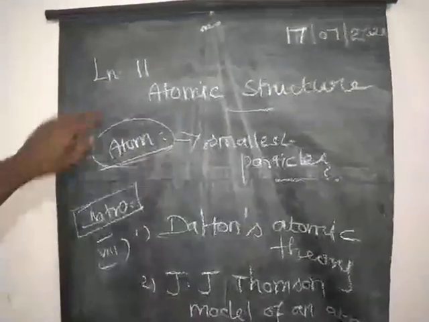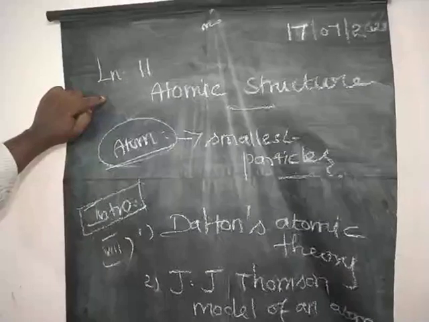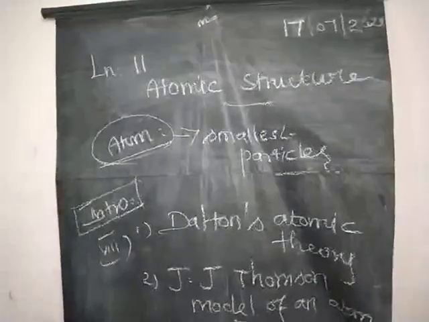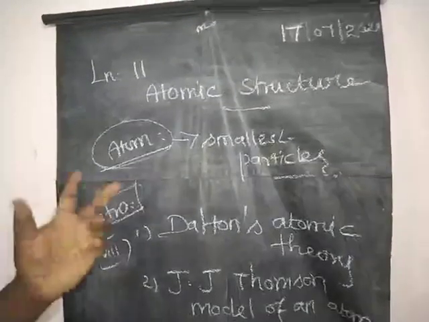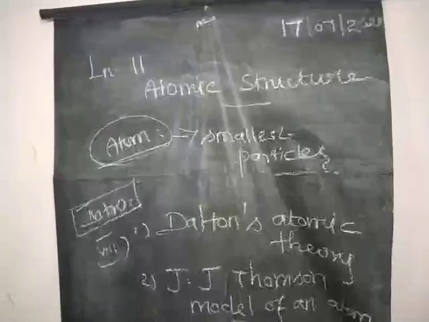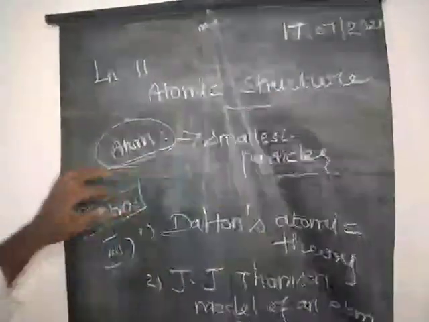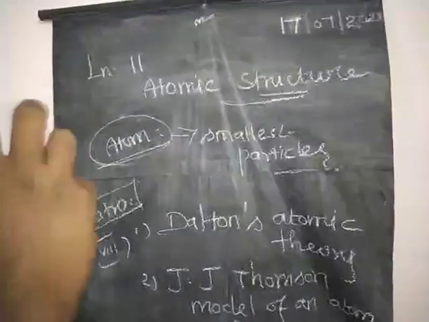Good morning, children. Last class we completed the chemistry first lesson, matter around us. Today we are going to start the second lesson, atomic structure. What is meant by atom? An atom is the smallest particle that takes part in a chemical reaction. Next, what is meant by structure? Why do we want to study the structure?